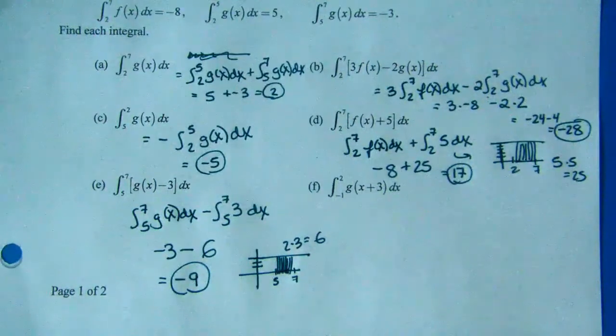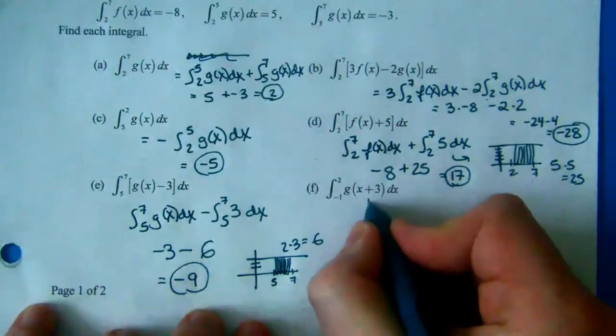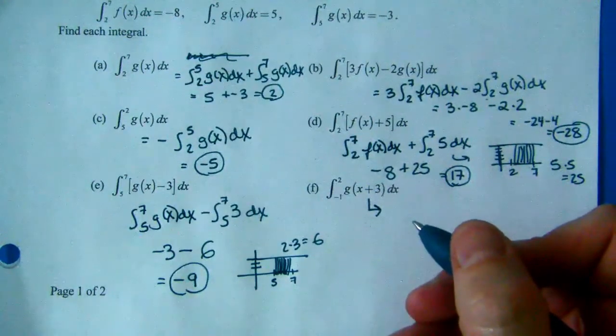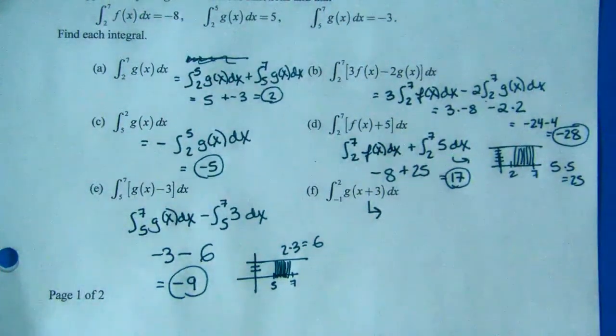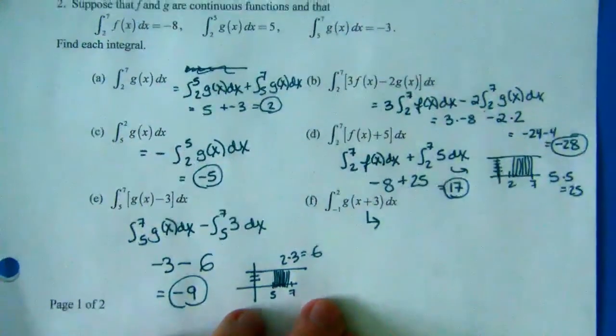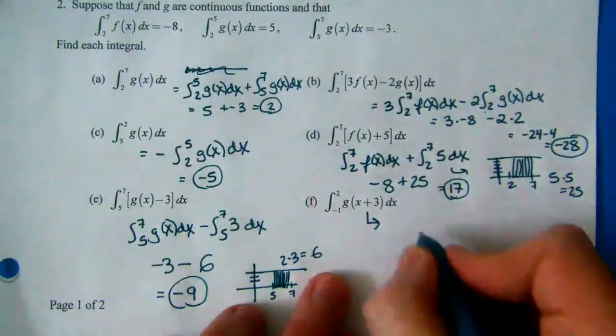Letter F. Integrating g of x plus 3 dx from negative 1 to 2. Well, the x plus 3 would move our graph of g. How? It should move it to the left 3 spaces. I have no clue what g looks like. I'm just going to do some random sketching here.